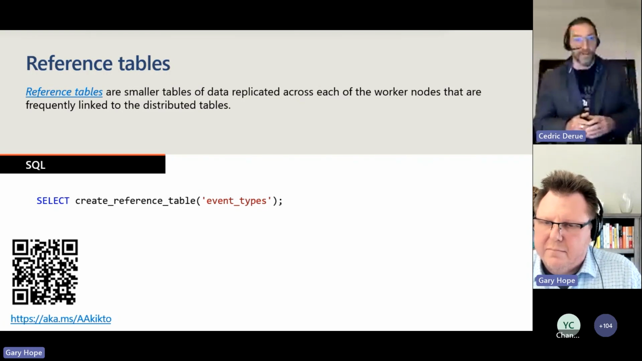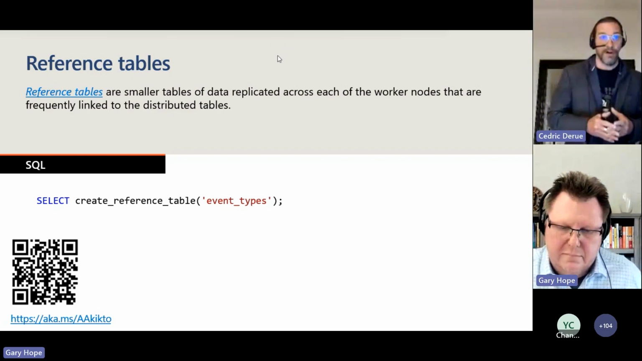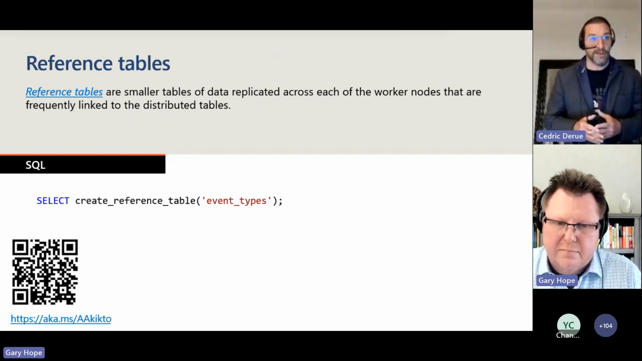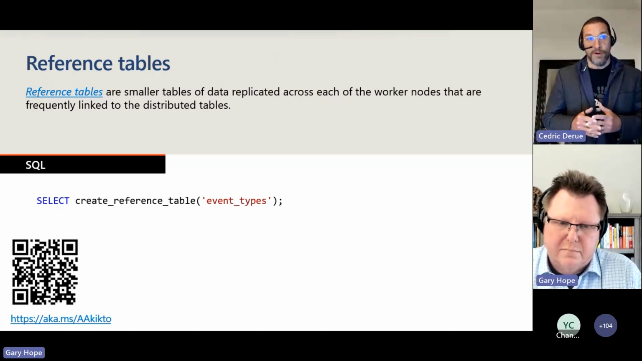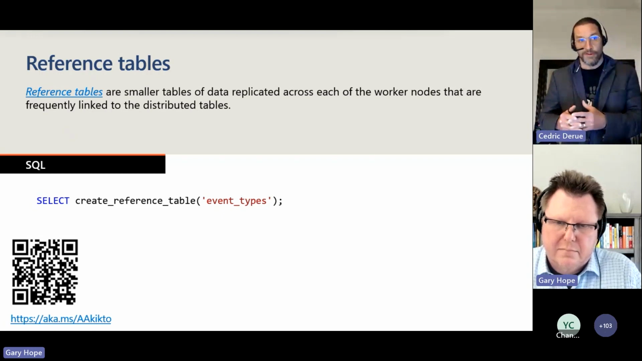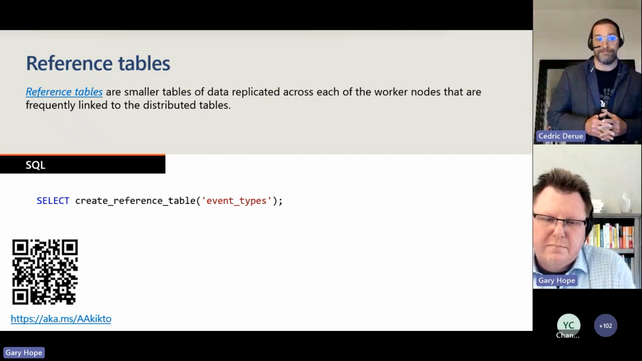A reference table is created by the create reference table function. So for example, this query will convert the event types table from a local table to a reference table. Finally, reference tables can be joined with local tables. They can also be joined with distributed tables.